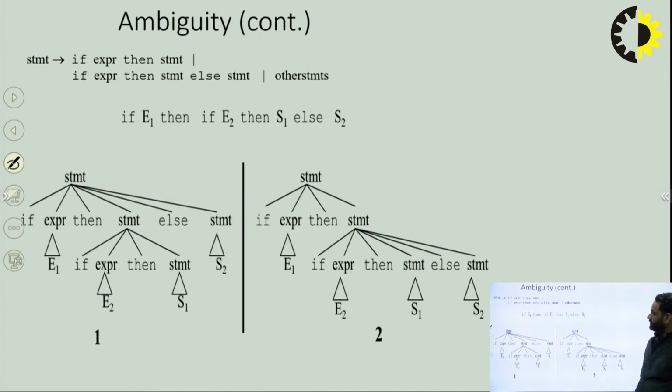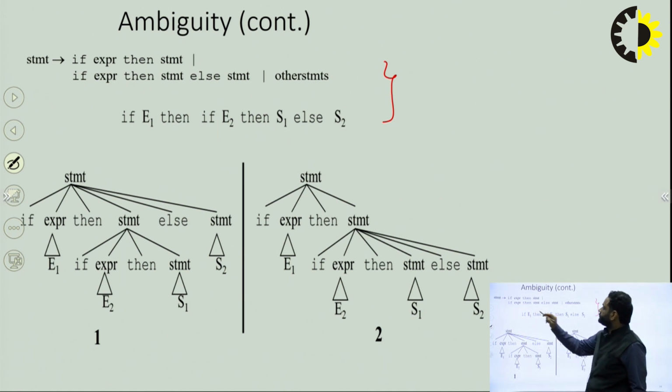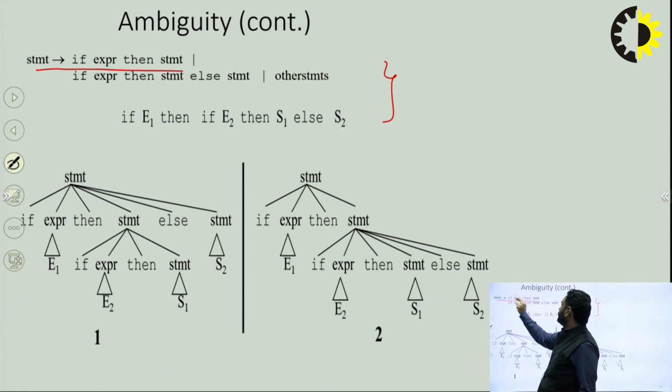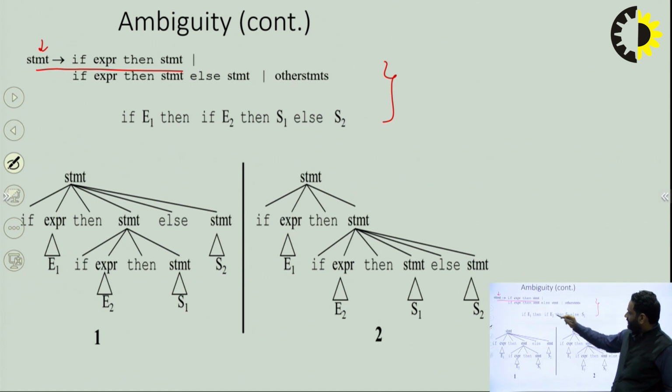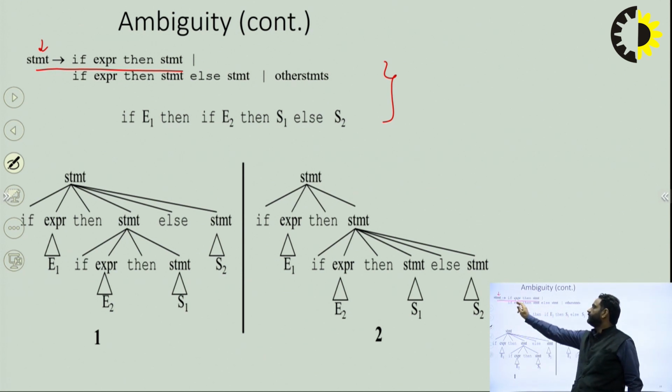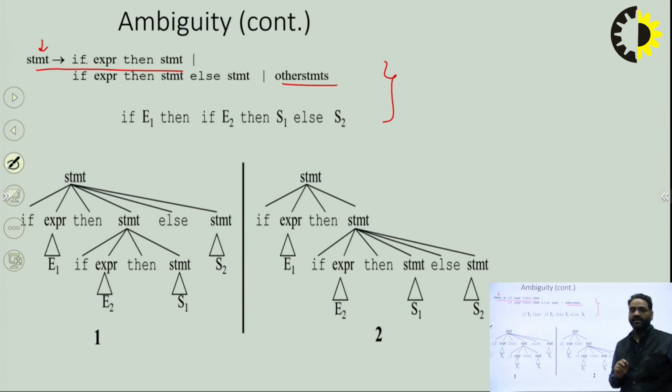Our choice should be unique. Suppose this is our example. We have given three productions. Here, the starting symbol or variable is statement, and these are the production rules. The first production is: if expression then statement. The second production is: if expression then statement else statement. And the third one is: other statement. So these are the production rules of the grammar.